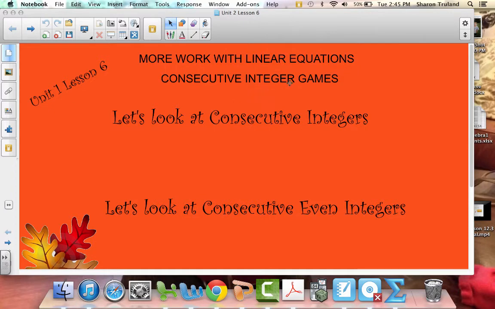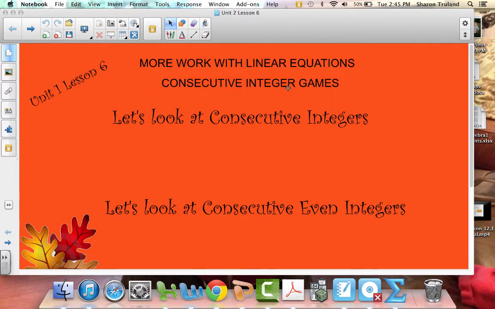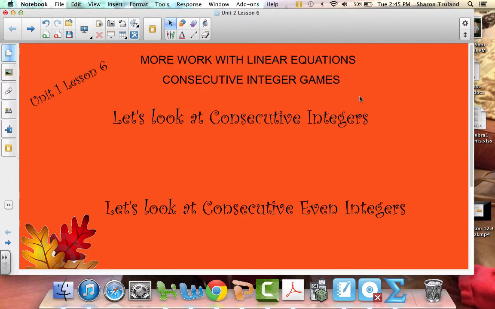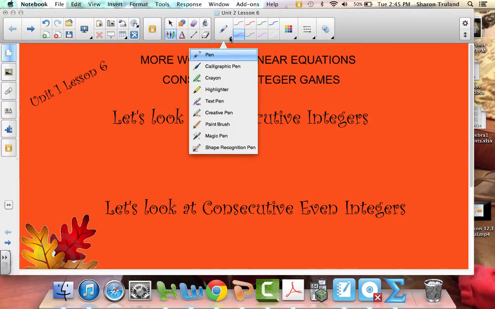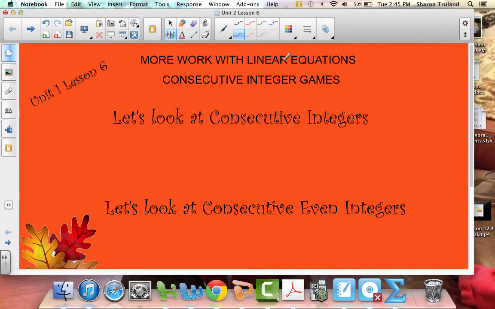We're going to do more work with linear equations, and we are going to work with consecutive integers. This is a very common question on the Regents exams. First of all, do you know what consecutive integers are? If I started counting 1, 2, 3, 4, 5, those are consecutive integers, anything that are next to each other.